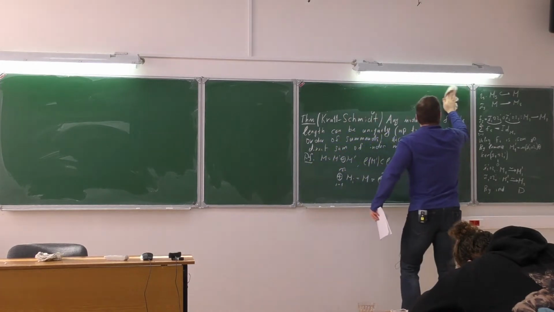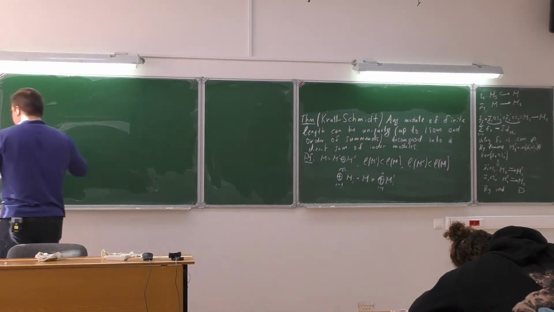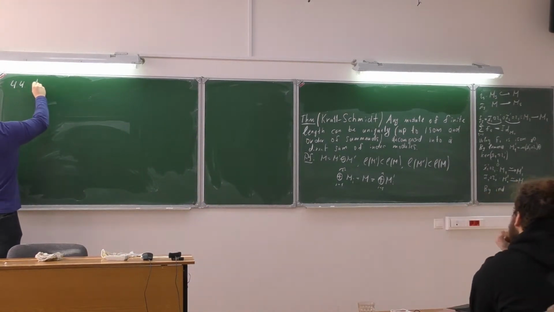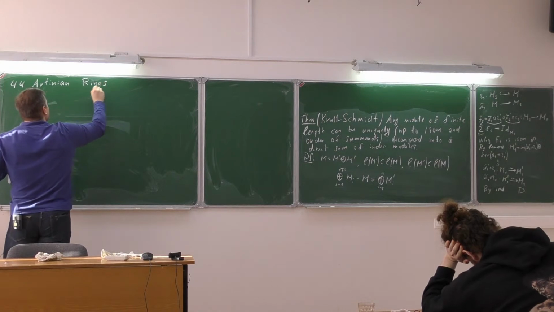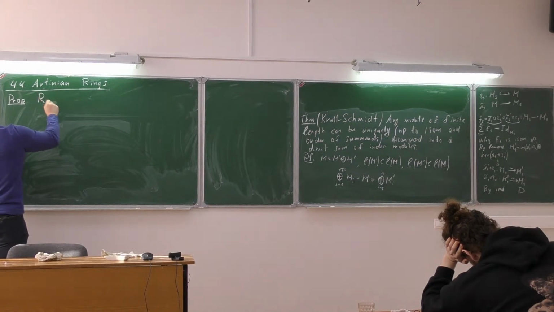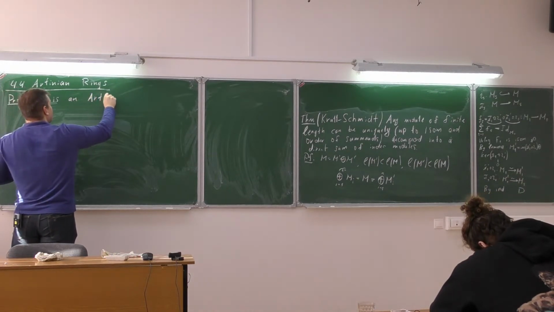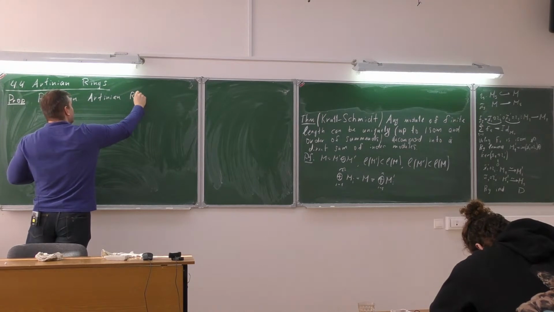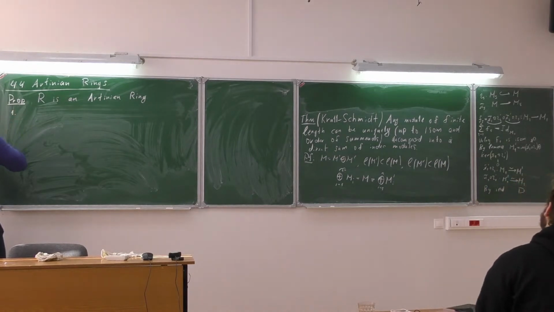So I'm going to leave the statement of the theorem for a moment, but erase everything else. Okay, so 4.4 Artinian rings. In the first proposition, I want to summarize some basic properties of Artinian rings that we're going to use later. So in this proposition, R is an Artinian ring. And we have the following 5 observations.